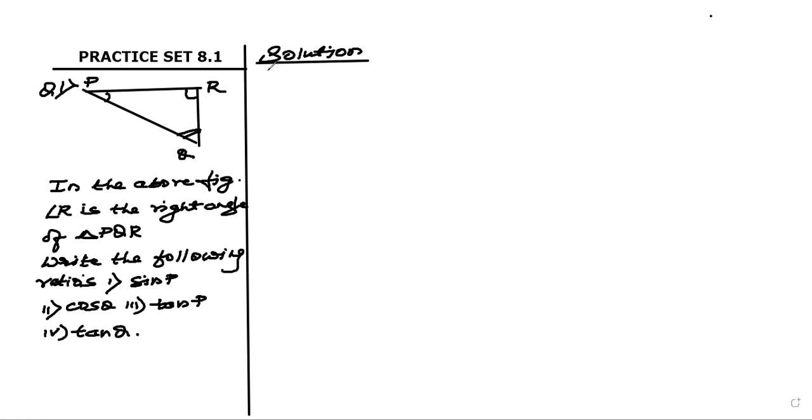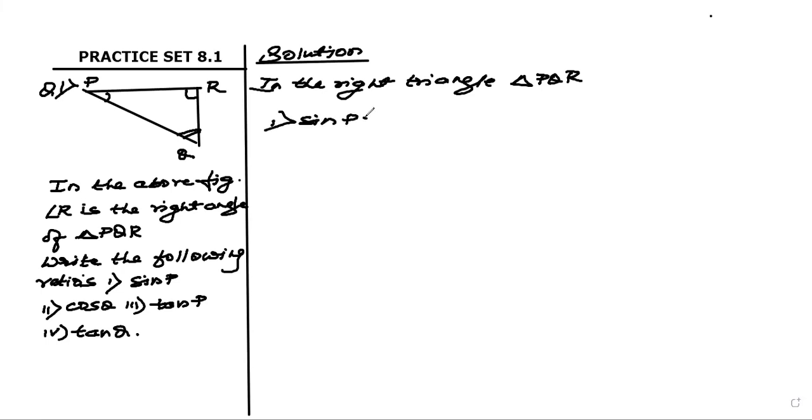So naturally, children, please have a look here. In the right triangle PQR, you want first one, sine P. Yesterday we saw sine is O, cos is R, tan is OA. So sine P is opposite side upon hypotenuse. O, matlab opposite side upon hypotenuse.